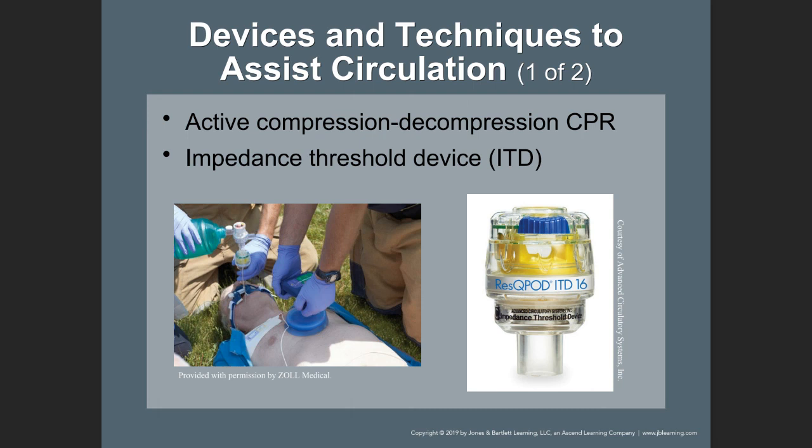What this method of doing CPR does is reduce the intrathoracic pressure and intracranial pressure when the recoil of the chest occurs. This will encourage better venous return and better blood flow to the brain, and as an extension the rest of the body. So that's the ACD and ITD device. You can read up on it.